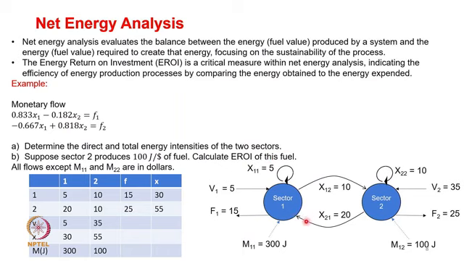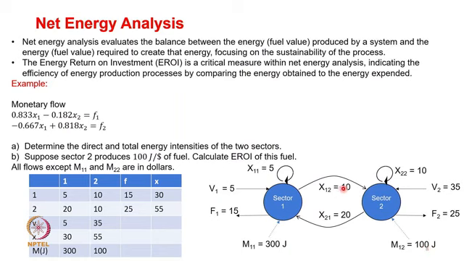Suppose sector 2 produces 100 joule per dollar of fuel, calculate the EROI. All flows except M1 and M2 are in dollars. This, of course, is the energy flow, rest all are in terms of monetary value.